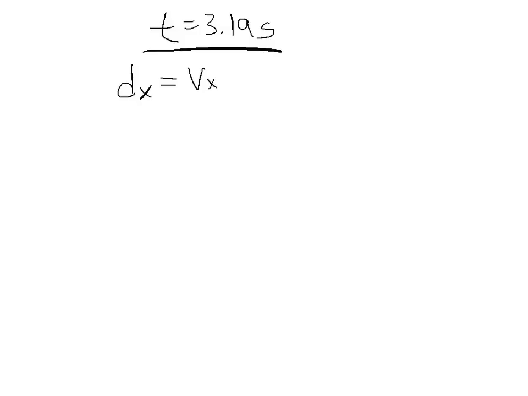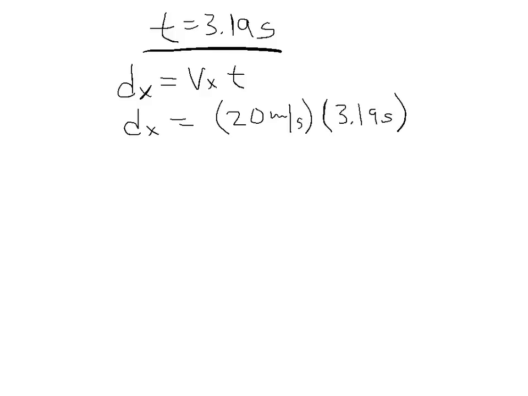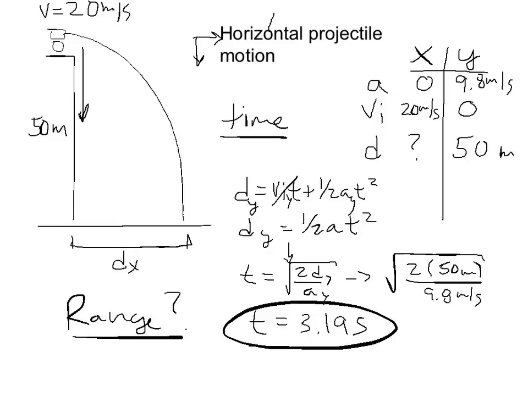dx is equal to vx times time, so dx is equal to the initial x velocity, 20 meters per second, times the time, which is 3.19 seconds. dx is equal to 63.9 meters. So if we look back at this distance here, it is 63.9 meters. And that's it to solving a horizontal projectile motion problem.